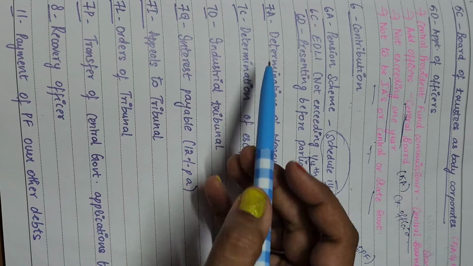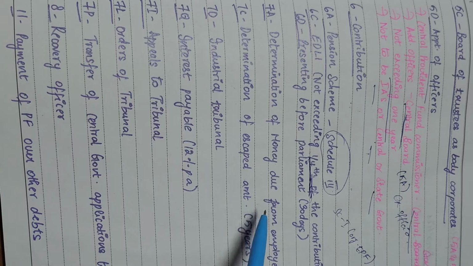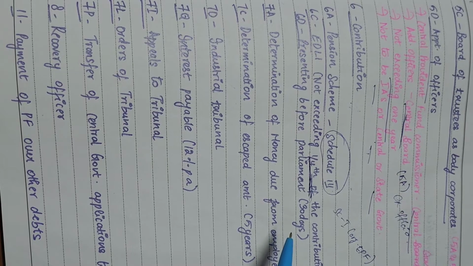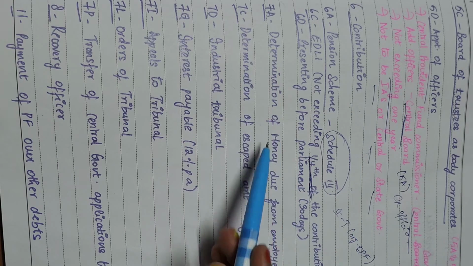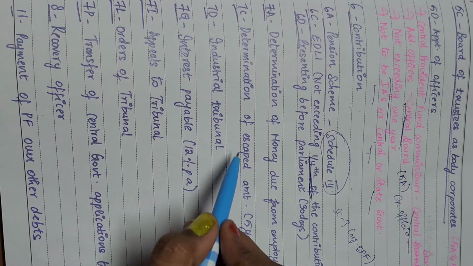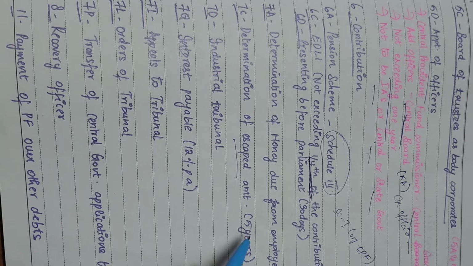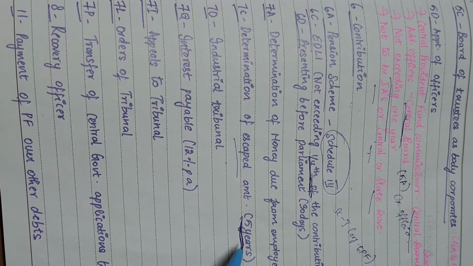And 7A, 7C, 7D: if the employer is not paying the employee on time, and if there is any escaped amount, along with the interest, he should be paid, and the employee can raise a complaint against payment of the EPF for him. All that comes under section 7. So 7A is determination of money due from the employers. 7C is determination of escaped amount. You can do it up to 5 years. If it has exceeded more than 5 years, you can't raise a complaint or determine the escaped amount.